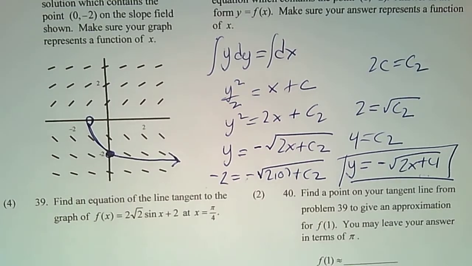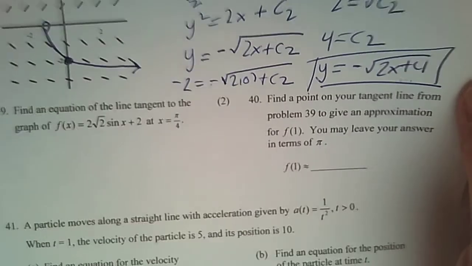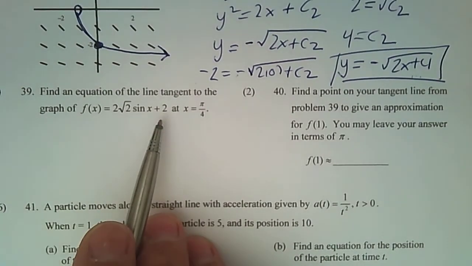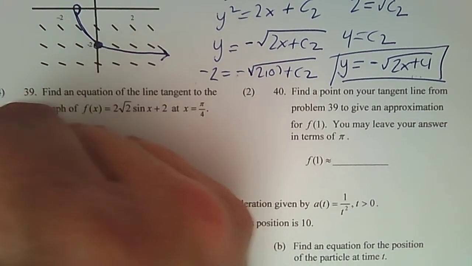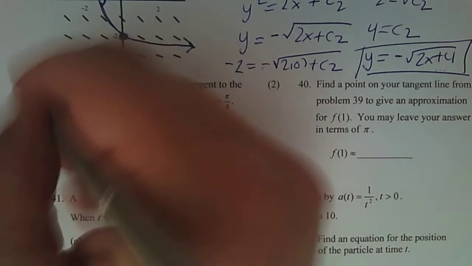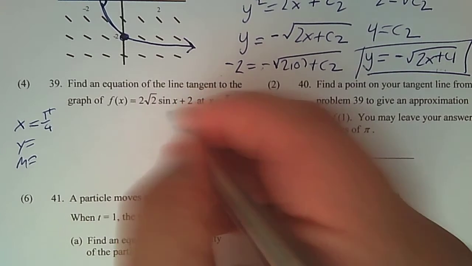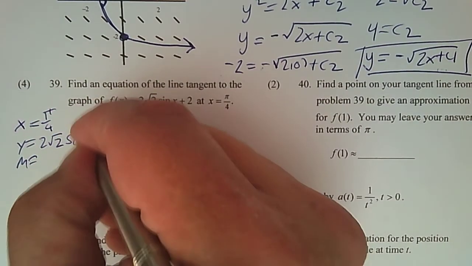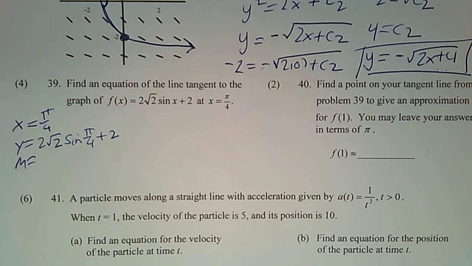All right, number 39. Find an equation of the line tangent. So a tangent line. So that definitely means I should go x equals, y equals, and m equals, just to have a structure to what I'm doing. I'm told that x is pi over 4. Y, well, if I plug in pi over 4 here, I get 2 root 2 sine pi over 4 plus 2. I have no desire to simplify that. I could, but I'm not going to.